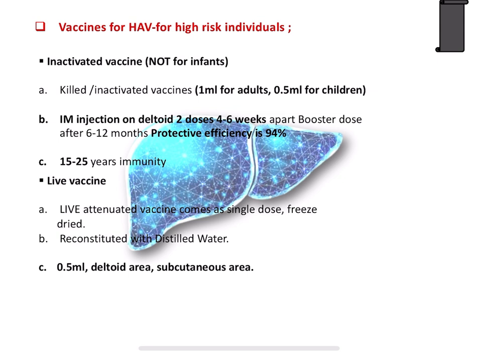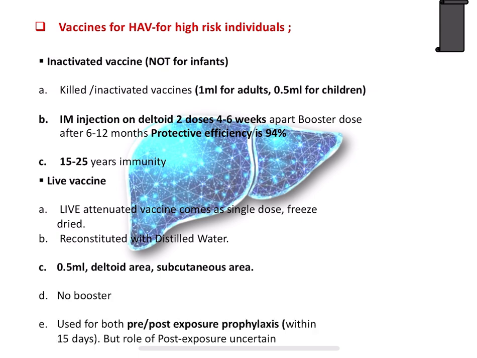What do you mean by reconstitution? The lyophilized, which is nothing but the freeze-dried vaccine powder, is given in one vial, and this powder is mixed with the diluent from another vial, and this is nothing but reconstitution. It is done with the help of distilled water. The live attenuated vaccine is administered 0.5 ml on a deltoid area, as a single subcutaneous dose. No booster doses are required.